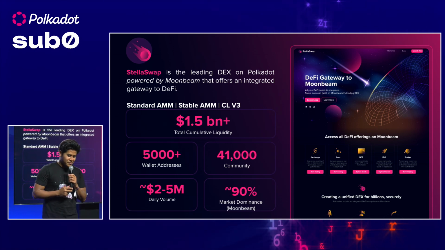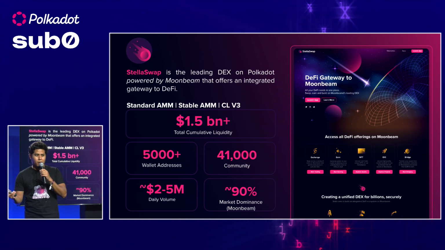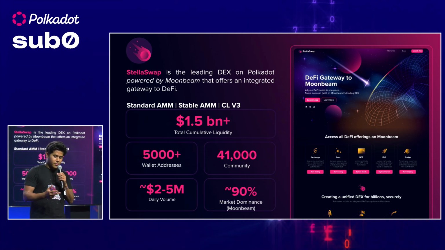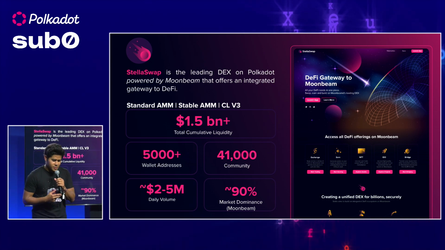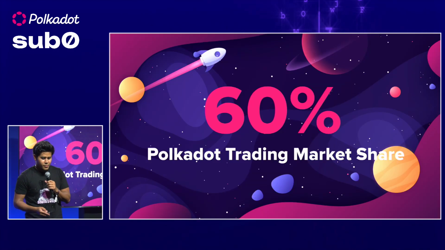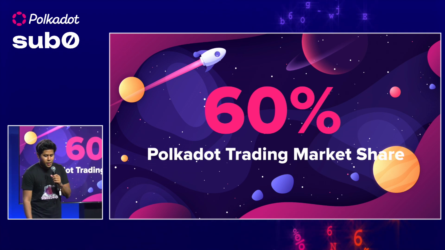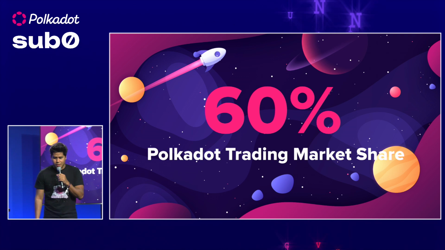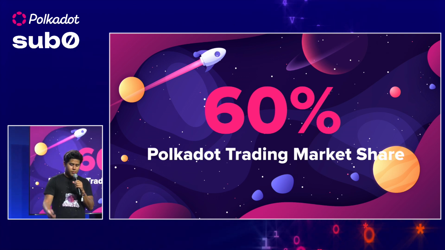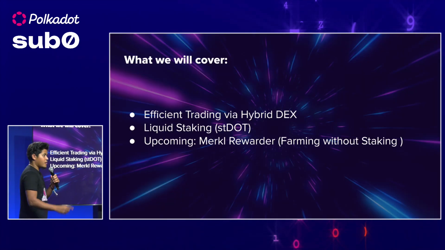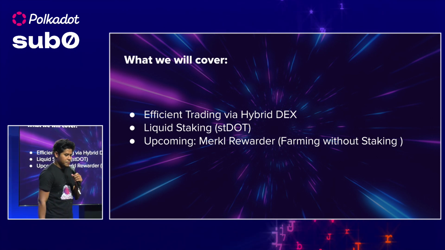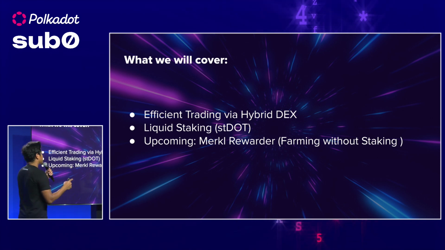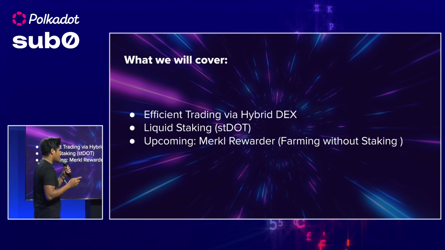We're based on Moonbeam Network, which is an EVM parachain on Polkadot. Over there, 90% of the trade volume happens on StellaSwap. And 60% of trade volume on Polkadot happens on StellaSwap. So we're really proud of the fact that we're basically the natural Schelling point of trade within Polkadot. What we'll cover in this snippet is three main things: our router, liquid staking, and our Merkle rewarder.